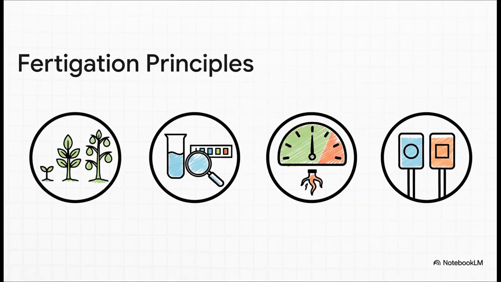Precision is everything. You have to match your nutrient recipe to the plant's stage of life. More nitrogen for leaves, more potassium for fruit. You've got to test your water source so you know what you're starting with. You absolutely have to control the total concentration, or EC, so you don't burn the roots. And this is a big one. You have to prepare your concentrated fertilizers in separate tanks.